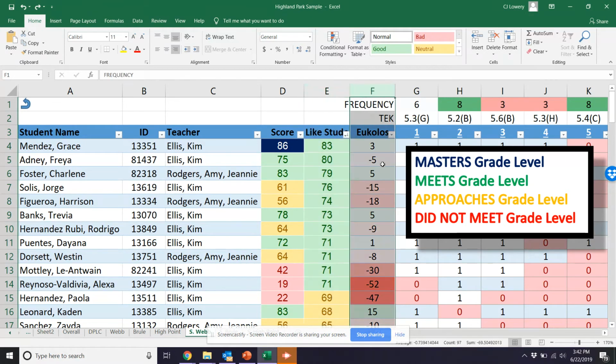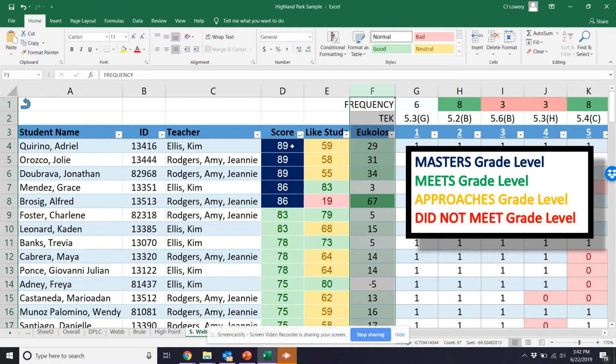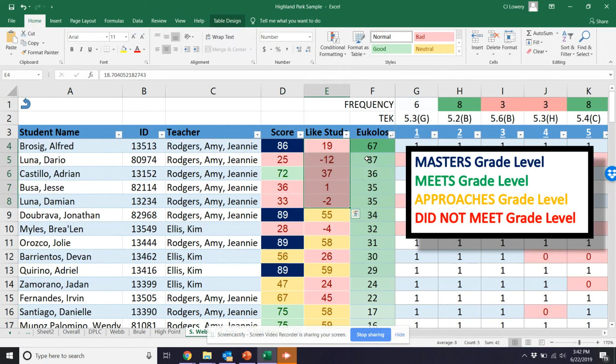And then here, what their Eukolos number is. So number one, if you want to find all the kids that got mastery, all these kids got mastery and similar kids to them, they were not expected to get that. If we want to just go Eukolos, largest to smallest, these are all huge celebrations.